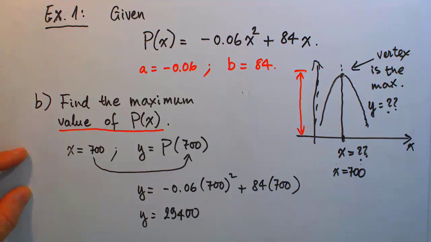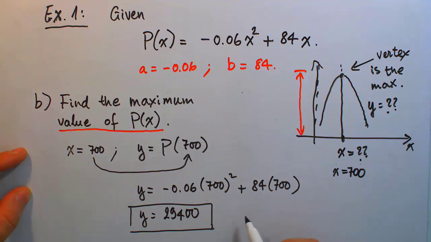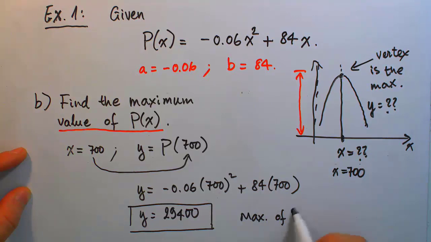And so, final conclusion. This is the answer in short, but for the final conclusion, we're going to say the maximum value of p of x equals 29,400.